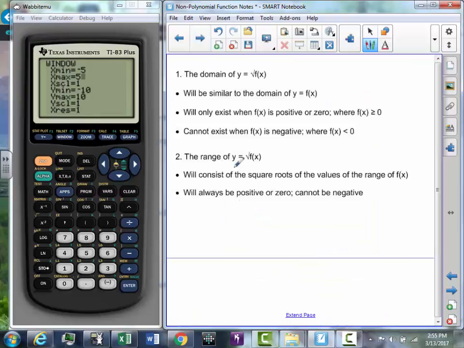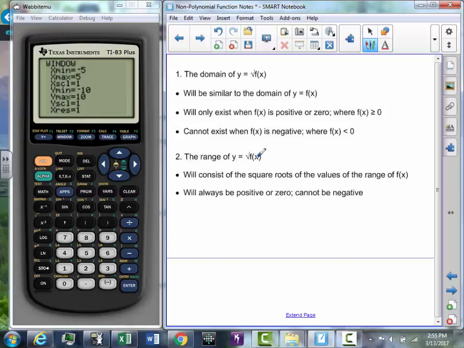So let's talk about the theory behind this then. When you are square rooting a function, the domain is going to be similar to the original function. Here's how it works. If the original function was positive or 0, you're good. If the graph was above the y-axis, you can square root it. However, when the graph was below the axis, the graph can't exist there. So there will be certain gaps in your graph.